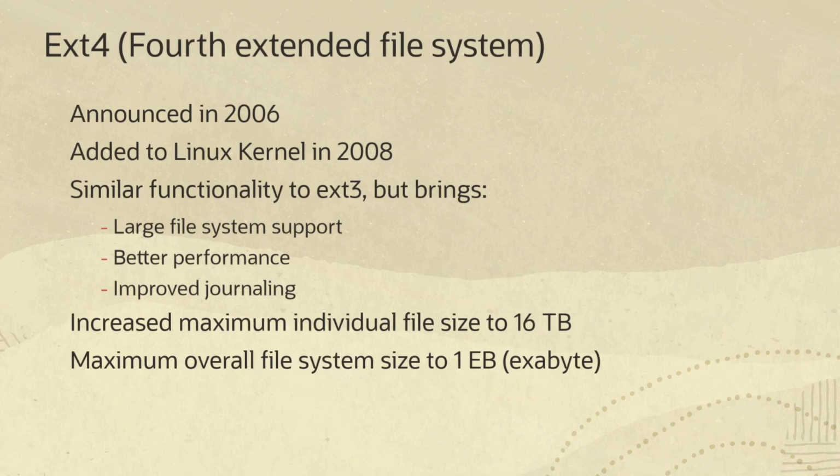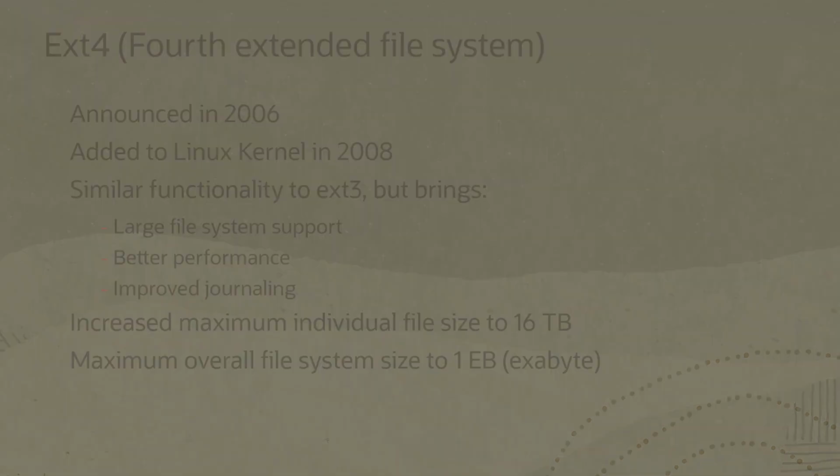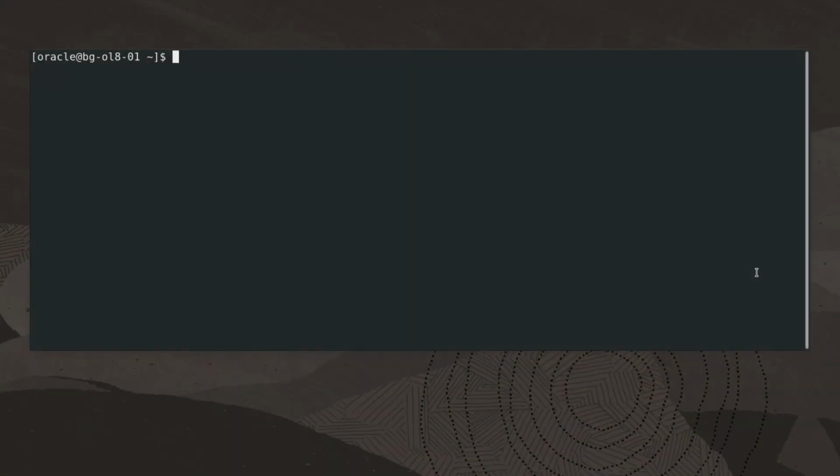Lastly, the Ext4 file system was announced in 2006 and added to the Linux kernel in 2008. Ext4 is functionally similar to Ext3, but brings large file system support, better performance, improved journaling, and other enhancements. It increases the maximum individual file size to 16 terabyte and an overall file system size to 1 exabyte. Now that we know about the evolution of the extended file system, time to create a few file systems.